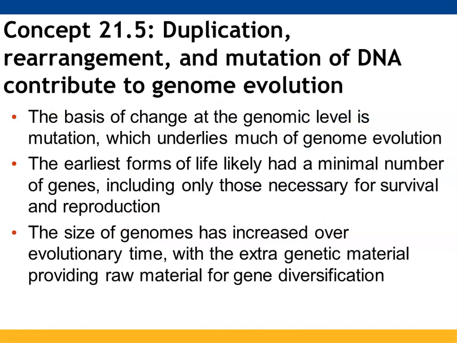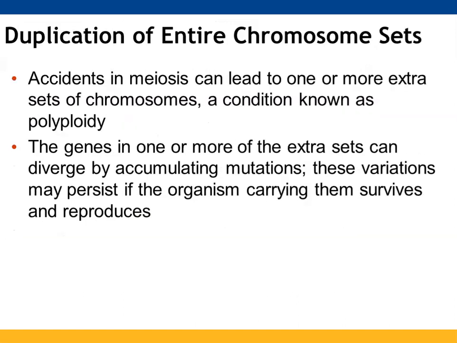So duplication, rearrangement, and mutation of DNA can all have an impact on genome evolution, because mutation is what underlies most of what happens in terms of genomes evolving. The earliest forms of life probably had a very simple set of genes, only the ones they absolutely needed to survive. Over time, as genome size has increased, we have additional genetic material, which provides a source of genetic diversity. And then there can be accidents.